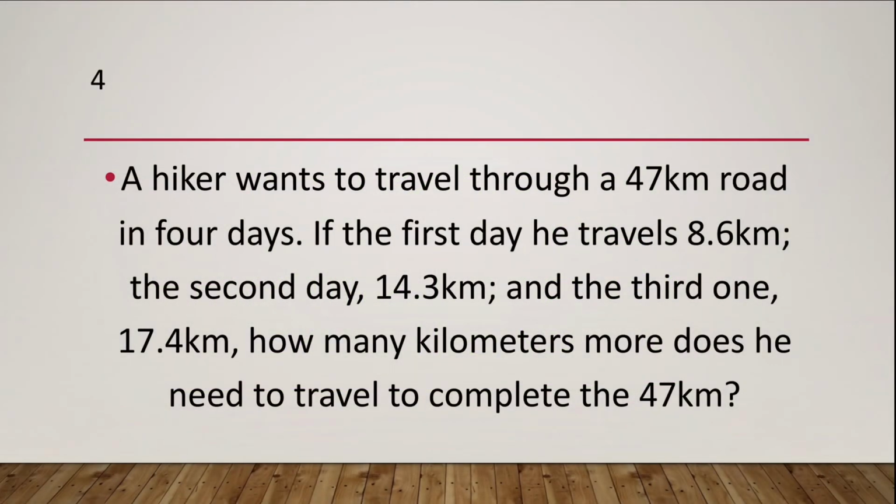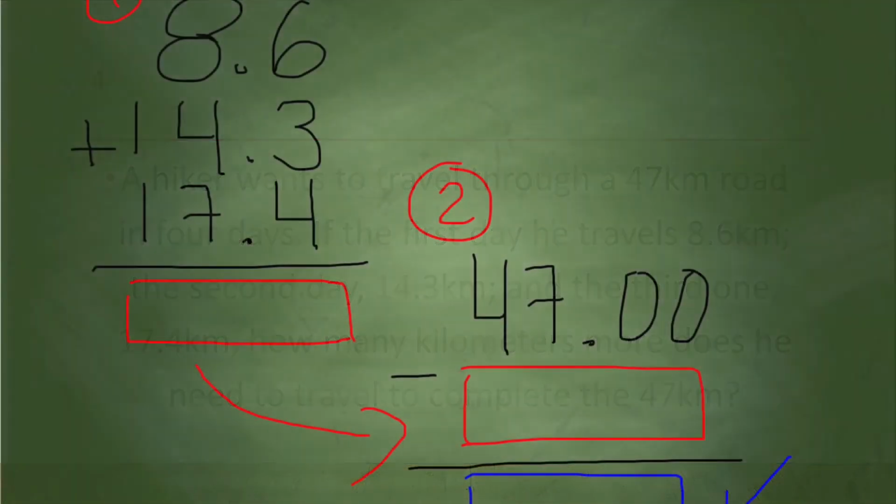A hiker wants to travel through a 47-kilometer road in 4 days. If the first day he travels 8.6 kilometers, the second day 14.3 kilometers, and the third one 17.4 kilometers. How many kilometers more does he need to travel to complete the 47 kilometers?